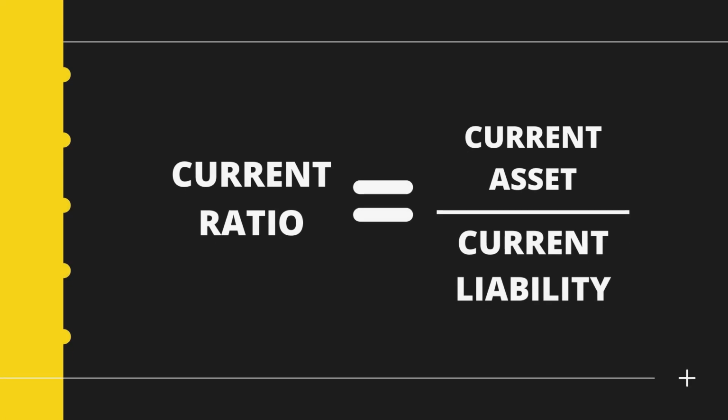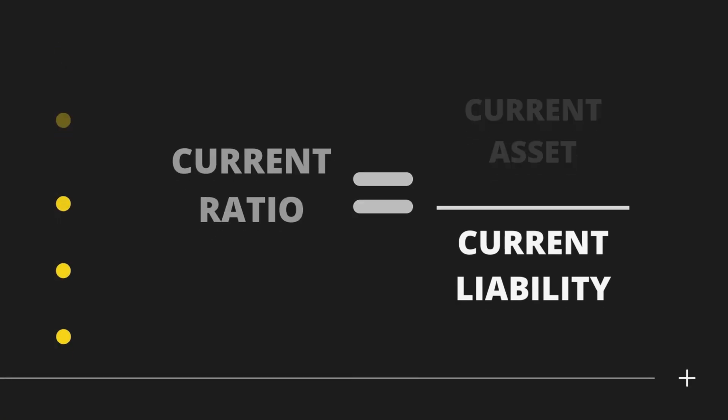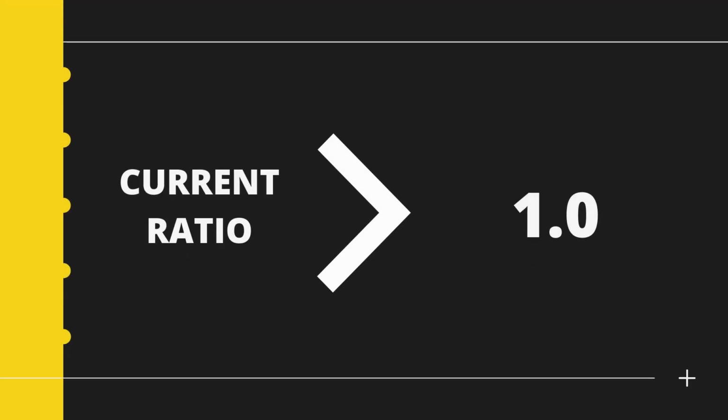The formula is current ratio is equal to current asset divided by current liability. A current ratio of more than 1 shows that the company has enough short-term asset that can be turned into cash to pay back its short-term liabilities. A ratio less than 1 will alert us that maybe the company is in trouble in paying back its liabilities at the end of the year.